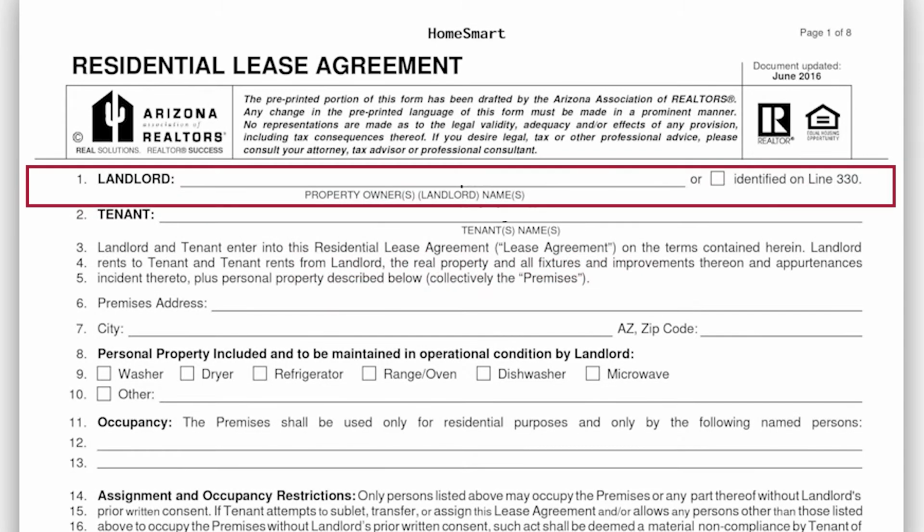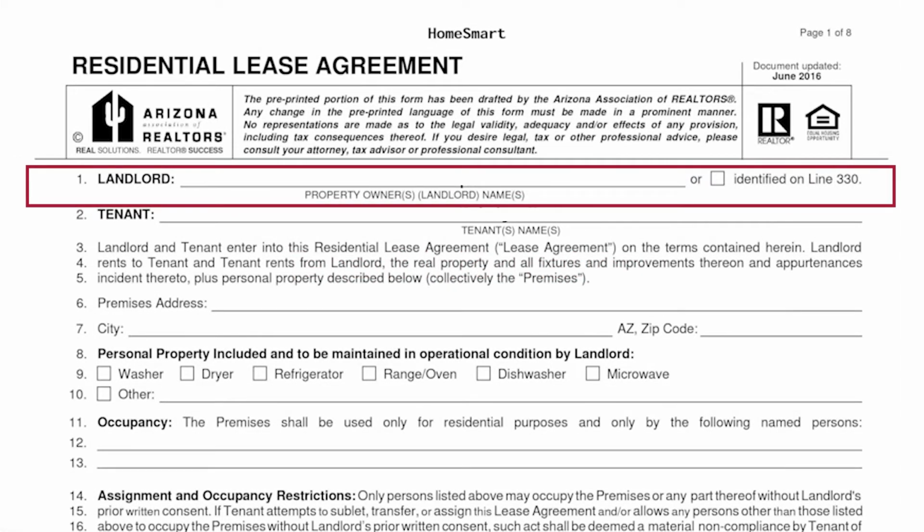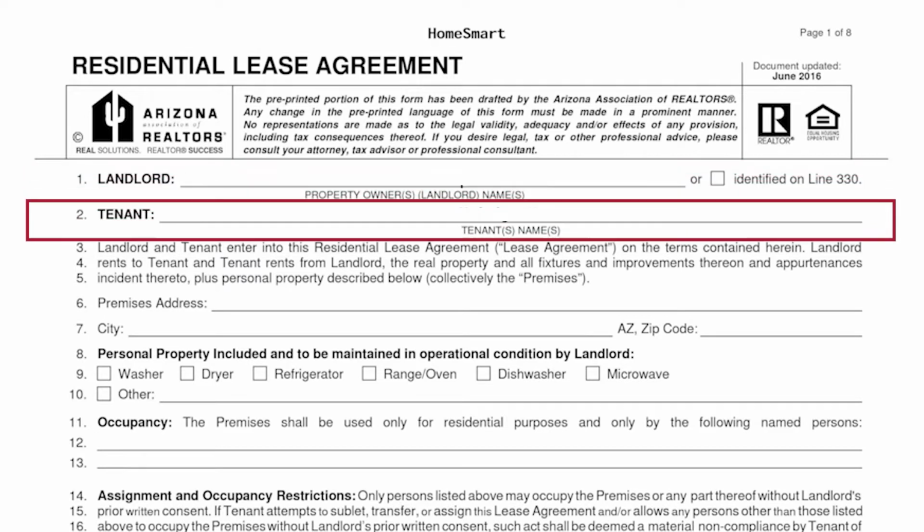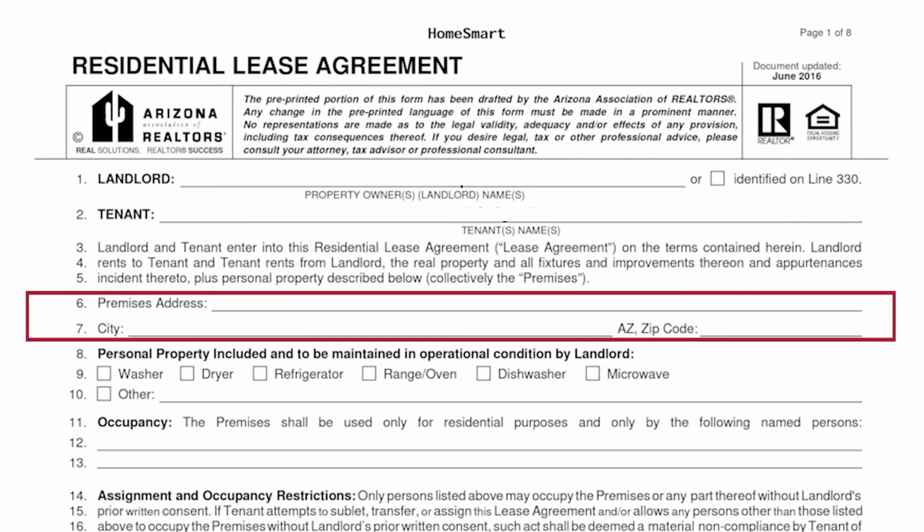Line 1, complete the landlord name. If you do not know the landlord's name, check the box on line 1 and allow the listing agent to complete the landlord name on line 330. List all the tenants that will be responsible for the payment of the rent on line 2. Lines 6 and 7, complete the entire property address.